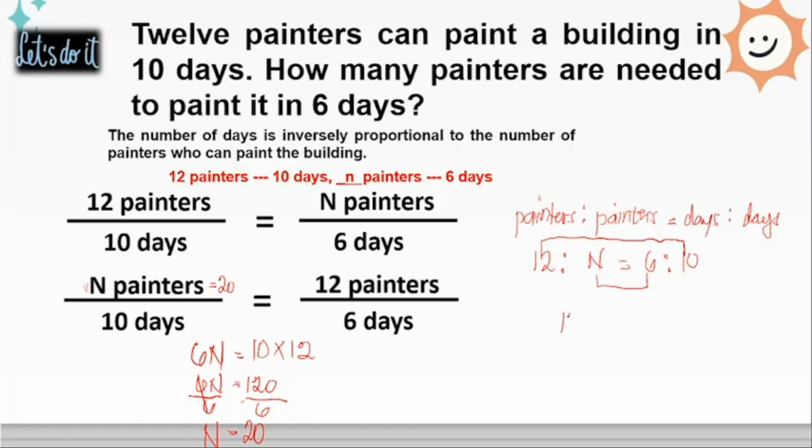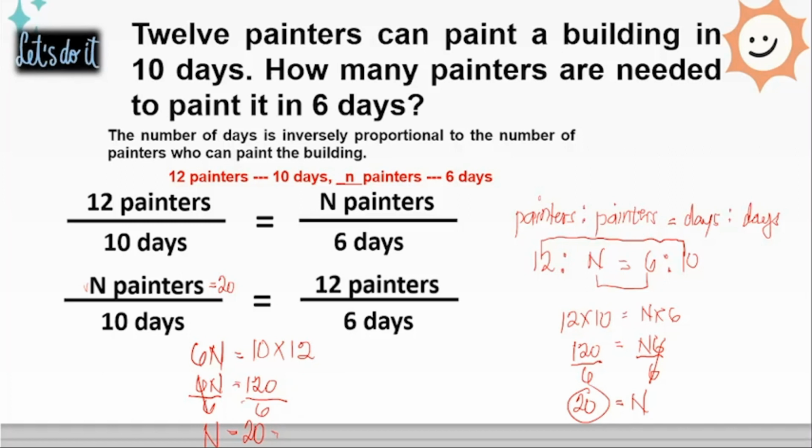So 12 times 10 as n times 6. So 6n, 12 times 10 is 120. Then divide both sides of the equation by 6. So cancel 6, and what remains is n. 120 divided by 6 is 20. So their answers are the same. The answer is 20 painters are needed to finish the painting.